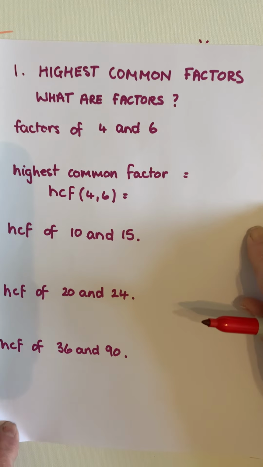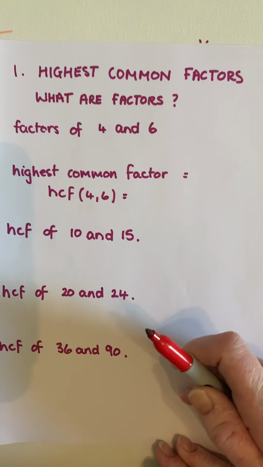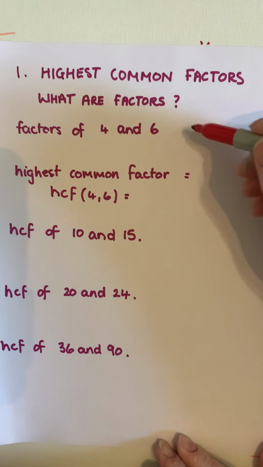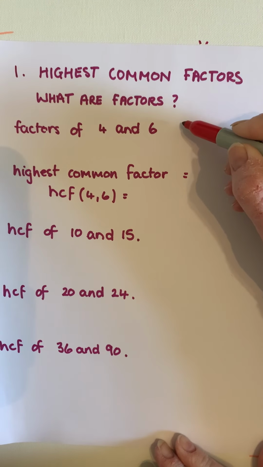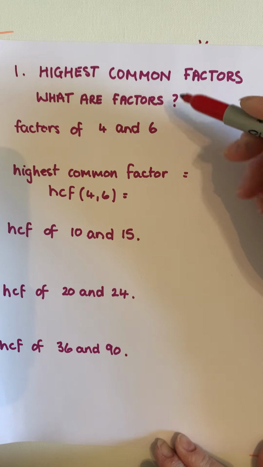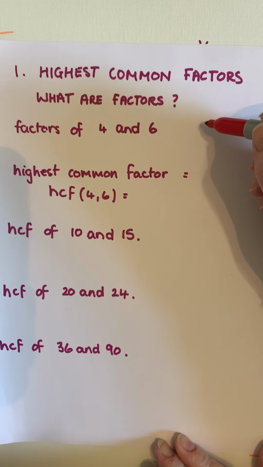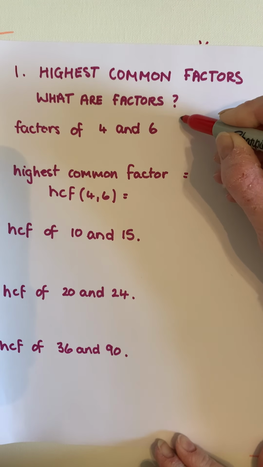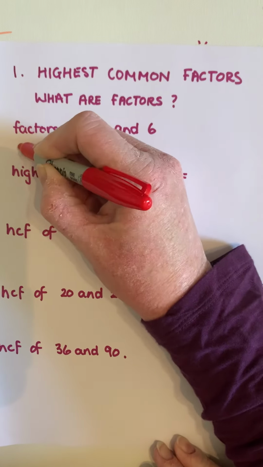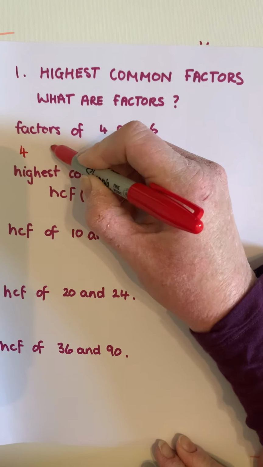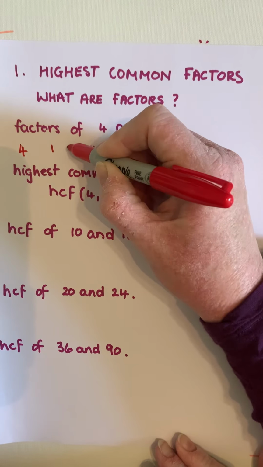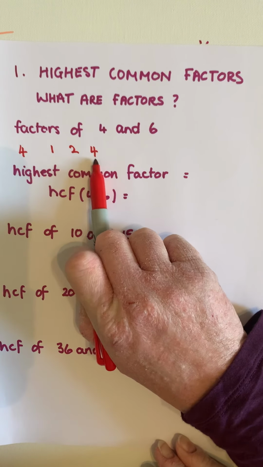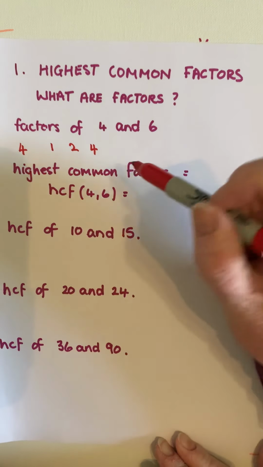Right, first thing we're looking at is highest common factors. What are factors? These are the numbers that you can divide a larger number by and you don't get any remainder. Another way of looking at it is, think of the numbers that multiply to give 4. Well, we've got 1 times 4 and 2 times 2. So 1, 2 and 4 are all factors of 4.